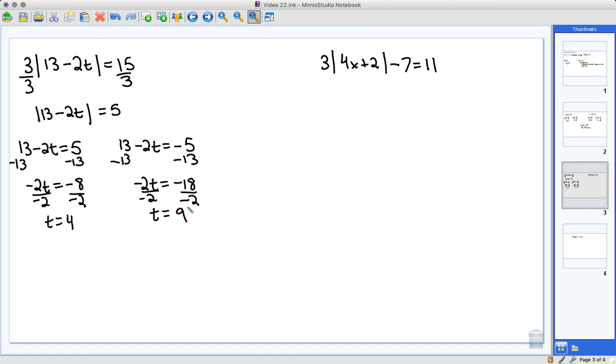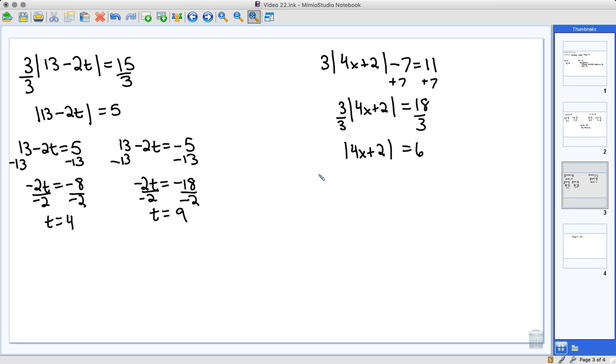Making it one step harder for the next one. Again, we got to get the absolute value by itself first. So I'm going to add 7 first. So I have 3 absolute value of 4x plus 2 equals 18. Now that looks really similar to the one that we just got done doing. So then divide by 3. Absolute value of 4x plus 2 is equal to 6.